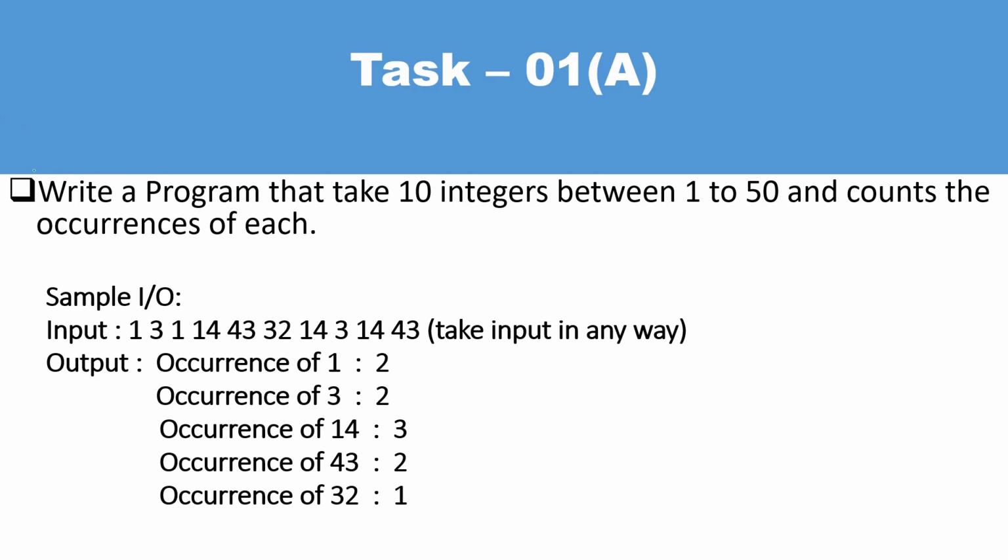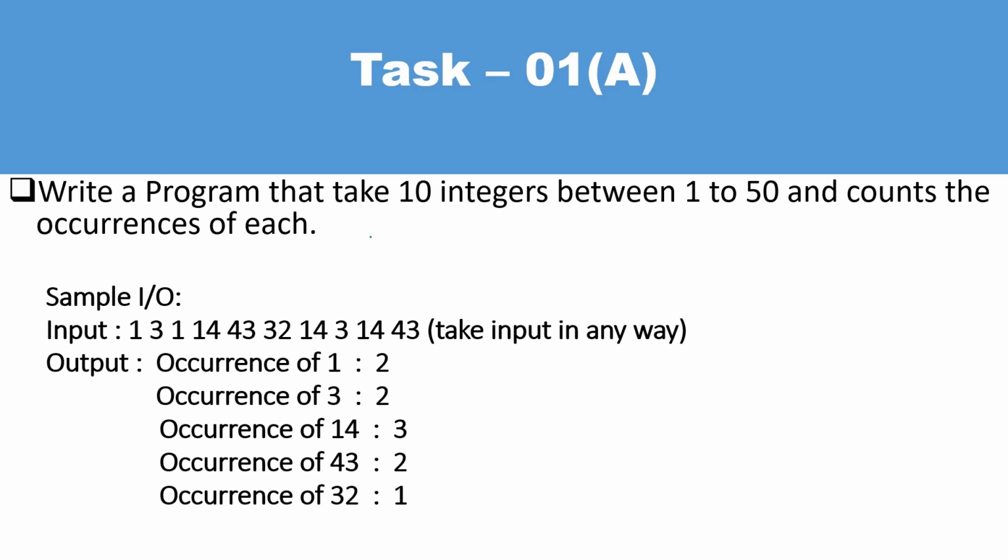So here you can see the statement. Write a program that takes 10 integers between 1 to 50 and counts the occurrence of each. So what does it mean? It's saying that you have to take 10 integers from the user, and each integer must be from 1 to 50, and after that you have to print the occurrence of each integer. Basically here each integer means each unique integer.